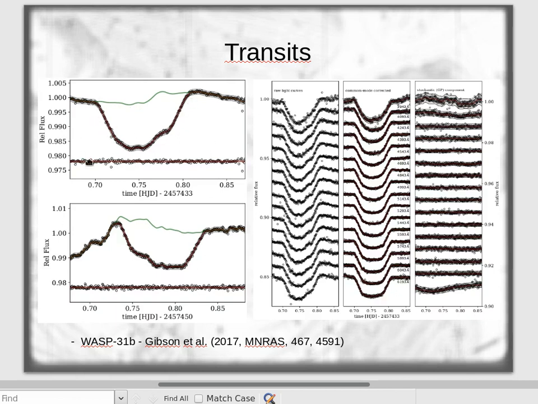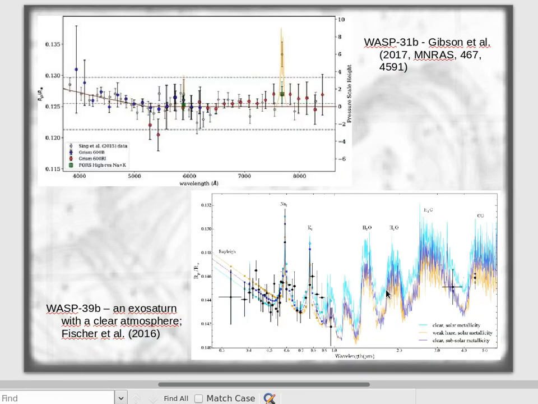On the left we have light curves in white light. On the right we have light curves for individual wavelength bands, and for each of those we measure the depth and therefore the size of the planet, and we end up with, voila, this kind of spectra. In this spectra, you can see an absorption line here, you can see sodium, potassium, some water features here, etc., etc. The dots are measurements.